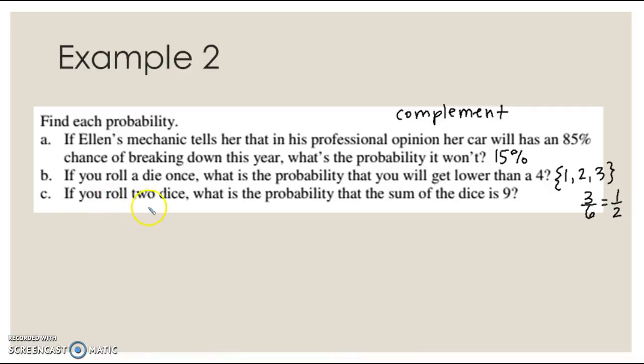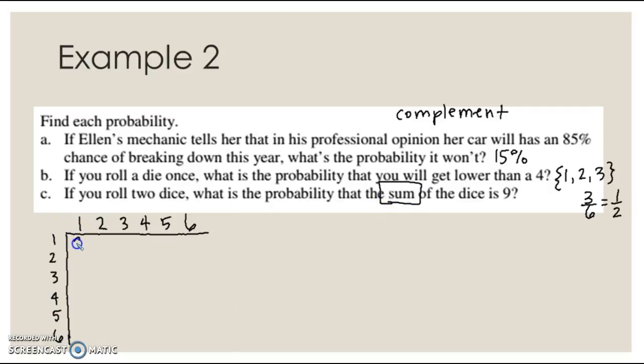And then for the last one, if you roll 2 dice, what's the probability that the sum of the dice is 9? The best way of doing this, I think, is just to make a table. Right, so I'm rolling 2 dice and I want to know the sums. So I'm going to have 1 through 6 going across the top. Alright, there's the numbers on the first die. And then going down the side, I'm going to put 1 through 6. And this time it wants to know the sum, so that's adding them together.